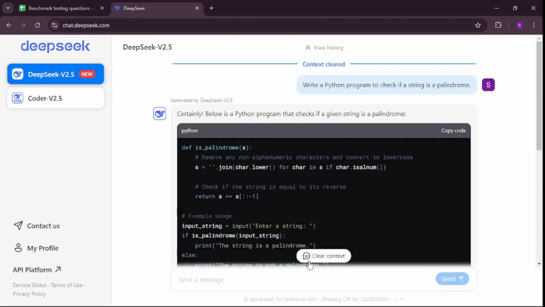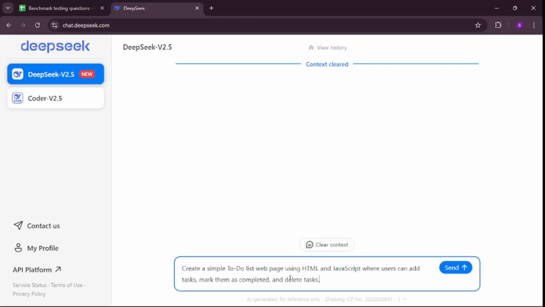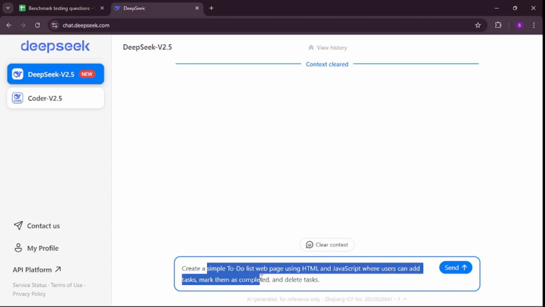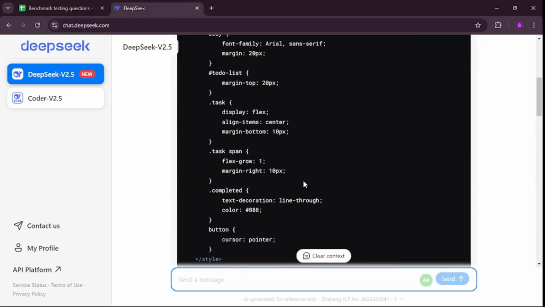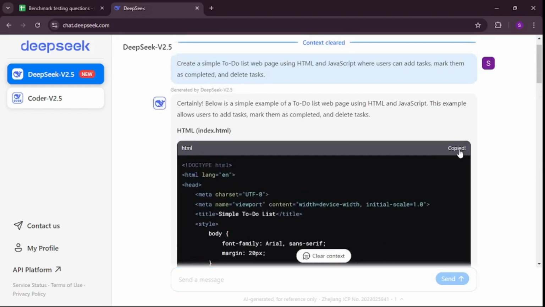Let's test this out. I'm going to clear this and paste it here. So this time we're going to create a simple to-do list web page using HTML and JavaScript, where users can add tasks, mark them as completed, and delete tasks. So let's just send this. So the code is here. Let's go and copy the HTML code first.